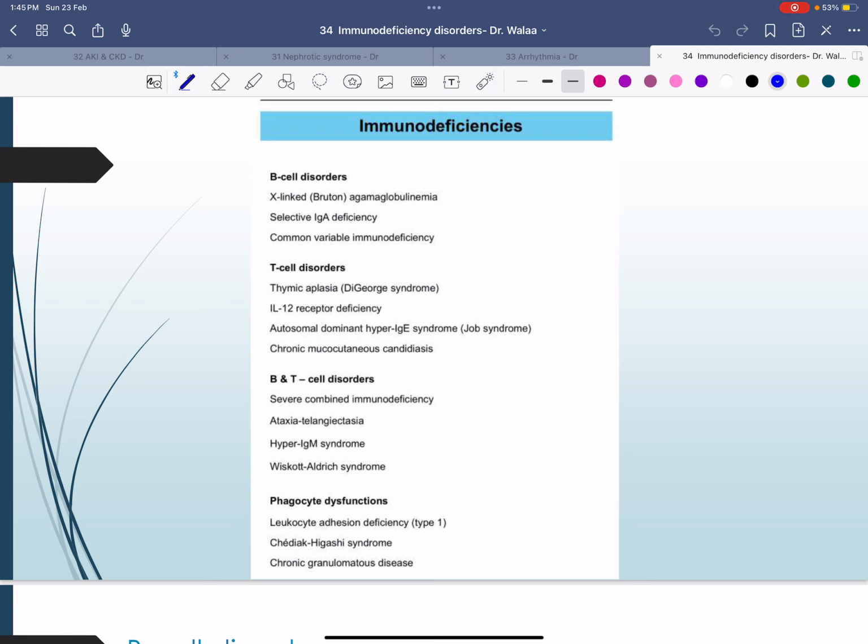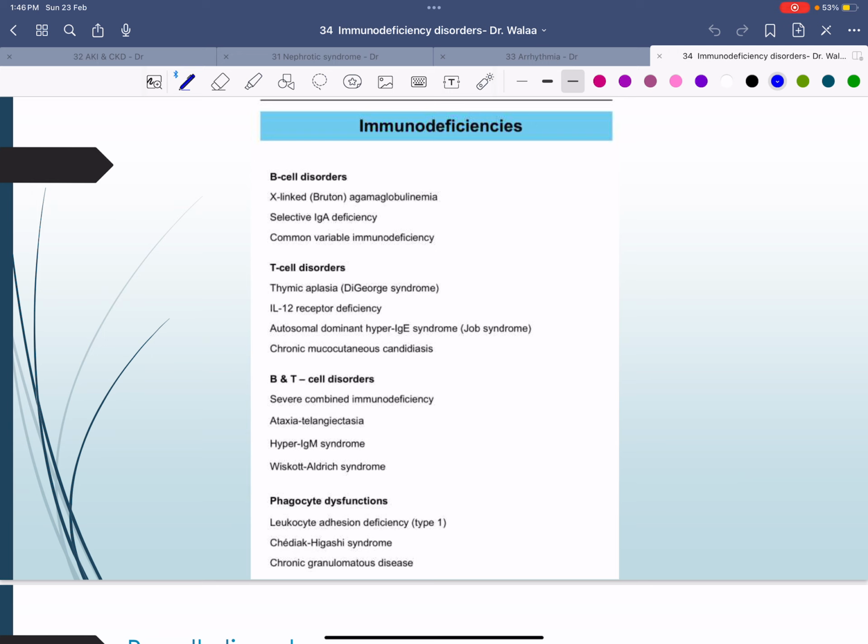B cell maturation. What does B cell maturation mean? Where do B cells get produced? In the bone marrow, and then they have to what? Mature to turn into what? Plasma cells, or antibody producing cells. If this process of maturation doesn't happen, that means our B cells are unable to produce antibodies. So patients with B cell disorder or X-linked agammaglobulinemia are unable to produce immunoglobulins.